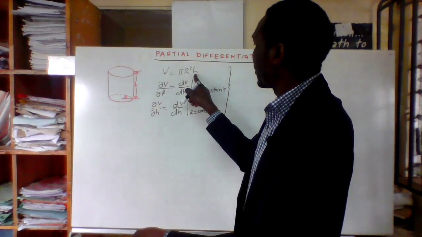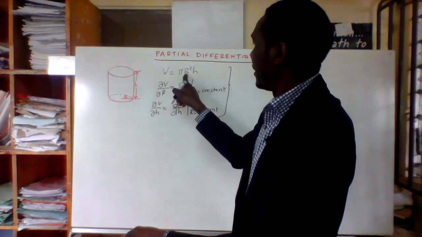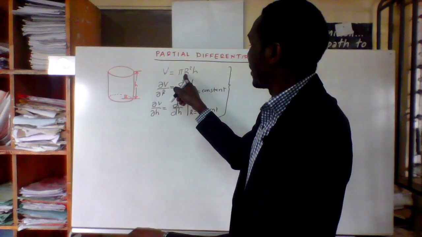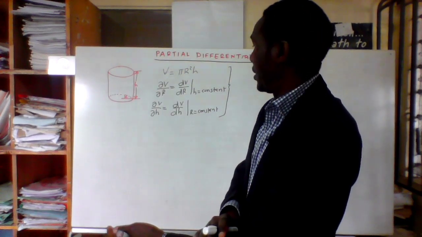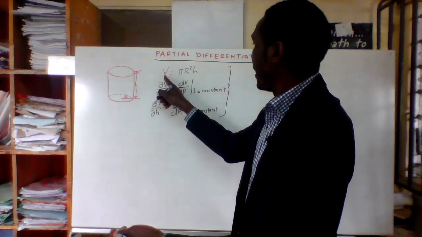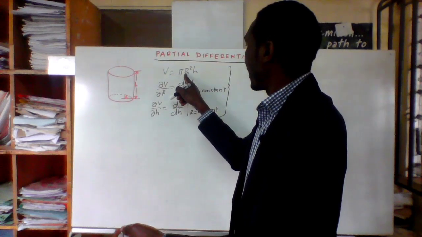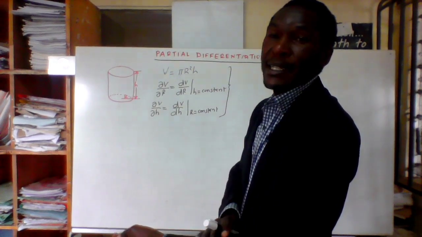So you can keep h constant, vary r. You can keep r constant, vary h. And in both cases, V will also change. At the same time, you can also vary V by varying r and h simultaneously.